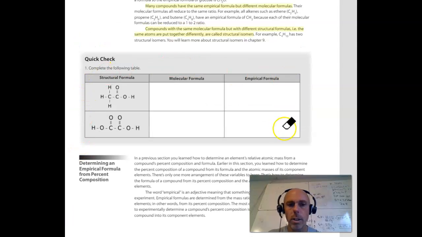So I've scrolled down just a bit on this page, looking at this quick check here, and I invite you to fill in this quick check, to write the molecular formula for each of these compounds and their empirical formulas as well. And then pause and compare your answers to mine in just a moment.